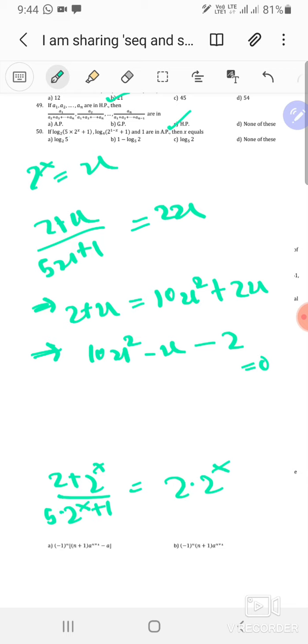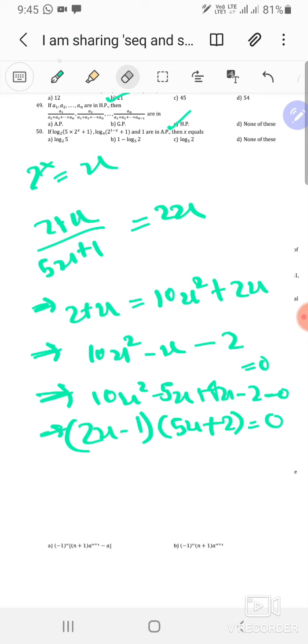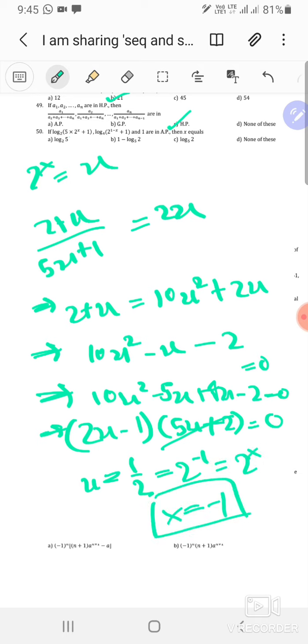But okay, so 20 can be written as 5 into 4, and yes, this is actually factorizable. So 10u squared minus 5u plus 4u minus 2 has to be equal to 0. So that pretty much gives me 2u minus 1 into 5u plus 2 is equals to 0. So u can be half or it can be minus 2 by 5, but it cannot in fact be minus 2 by 5 because we just set it to be 2 power x, and 2 power x has to be positive, so that's out of the option. So just get u equals to half, which is 2 power negative 1, and also equal to 2 power x, so x has to be equal to negative 1 in that case. Okay, that's nice. Then x equals to negative 1.